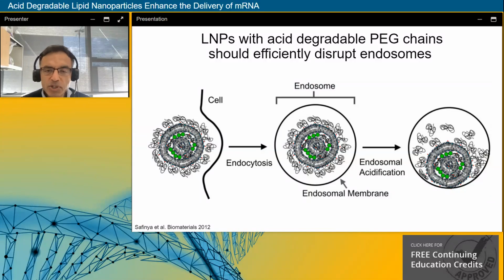Well, a potential solution to this is to simply make lipid nanoparticles where the PEG chains come off under acidic conditions. That's what's shown on the right of this figure. If you were able to do that, then you would have a surface of your LNP that's completely unhindered and can come really close to the endosomal surface, and allow the lipid flip-flopping to occur, and thus endosomal disruption. People have been trying to do this for about 30 years.